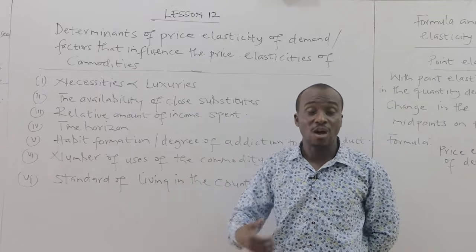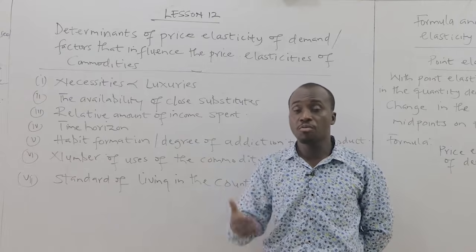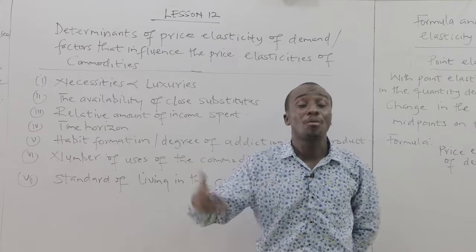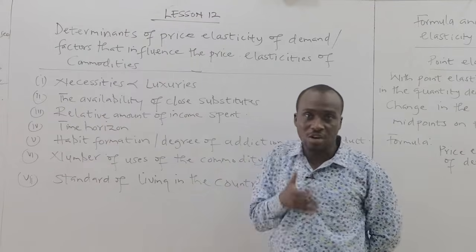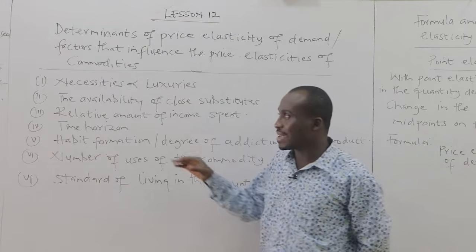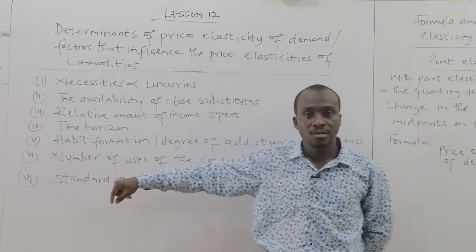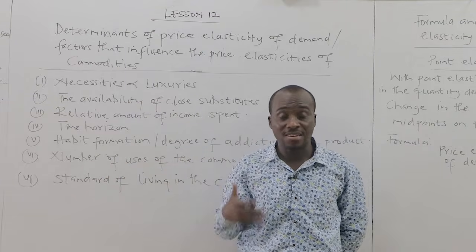A necessity tends to have inelastic demand. Even if the price increases, only few people stop buying. The rest keep on buying. You just complain for 2 days, 3 days, and you go back and buy because you cannot live without them. So commodities that are necessities tend to have inelastic demand. Those who sell such a product take advantage of this and increase the price astronomically.